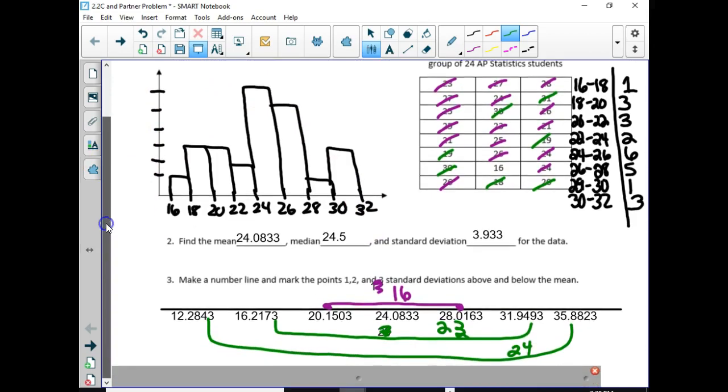Okay, number 3, then it says please mark the mean right here in the center and 1, 2, 3 standard deviations above the mean and 3 standard deviations below the mean. So that's the number line right there. Number 4, then it says find the number of observations that fall within each region. So I did that from 20.1503 to 28.0163. You can see I counted off up here in purple. That's the 16. Then I went from 16.2173 to 31.9493, and that was 23 observations. And finally, all of my observations are from 12.2843 to 35.8823.